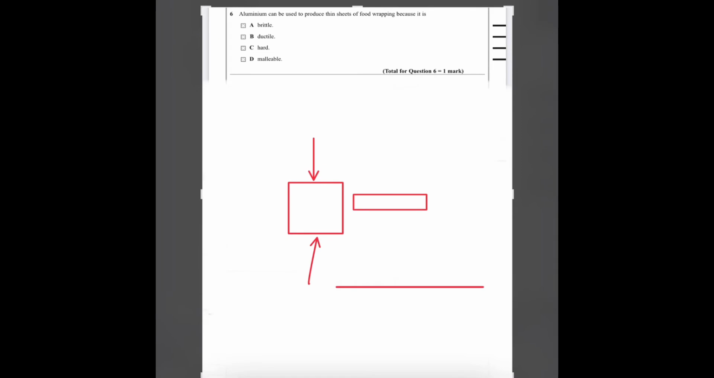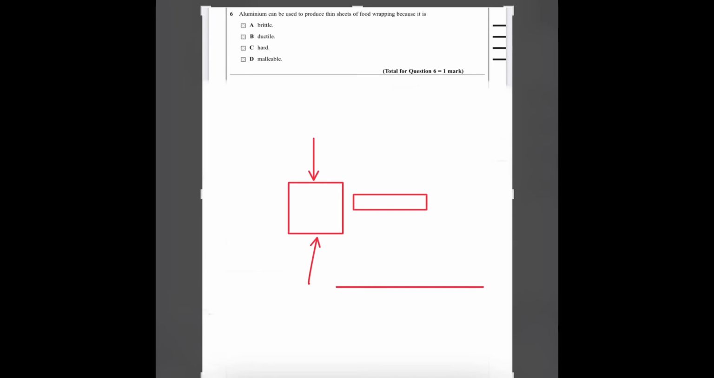C is not correct. Hard is basically the property that prevents a material from being scratched. For example, we now have Gorilla Glass in our iPhones, right? In our iPhones and in other devices we have glass. This Gorilla Glass basically prevents scratches from dust particles or keys in our pocket, anything. This is the property for hard.